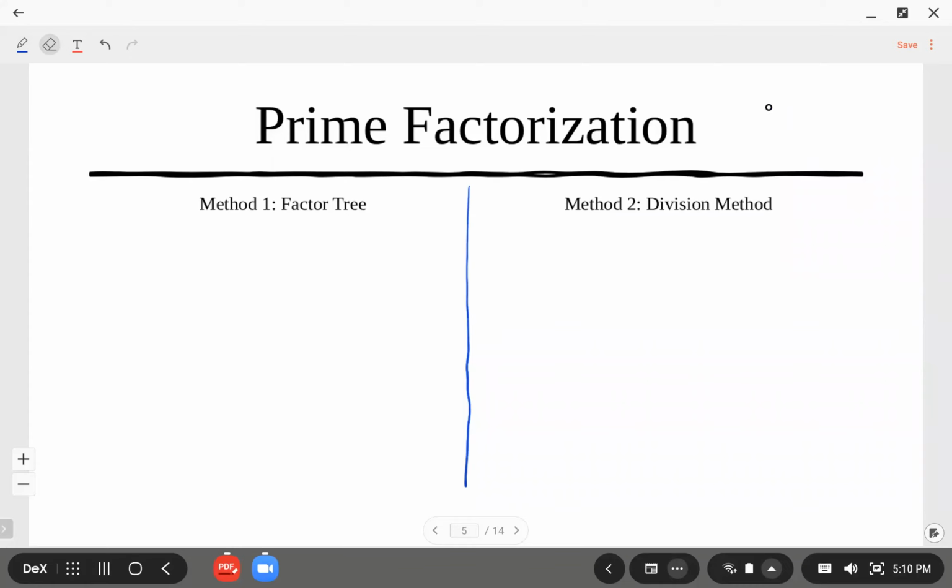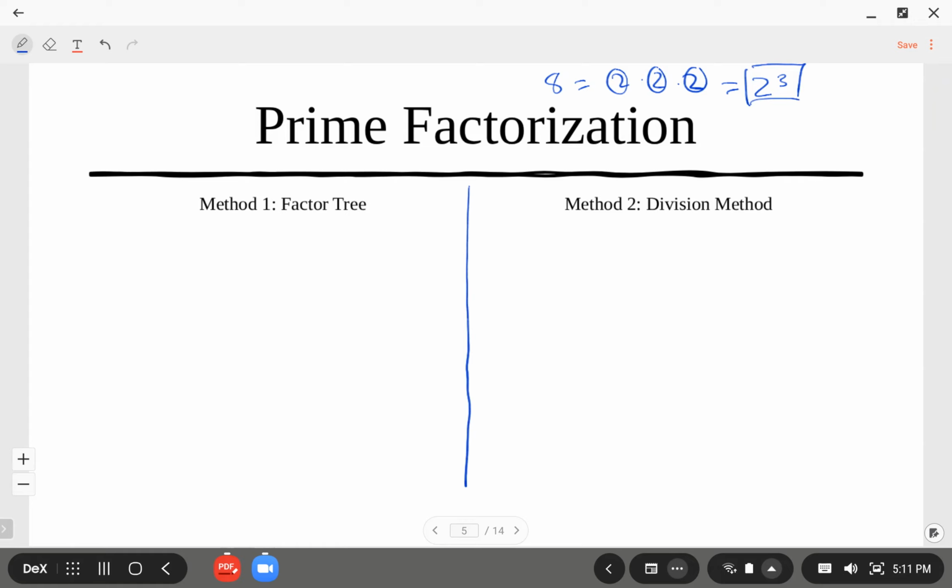Okay? So how can you represent 8 with only prime numbers? What is the prime factorization of 8? 8 equals 2 times 2 times 2. And these three 2s, 2 is a prime number, right? So 8 can be represented with 3 prime numbers, 2 times 2 times 2, right? That equals 2 cubed. So that is the prime factorization of 8, okay?